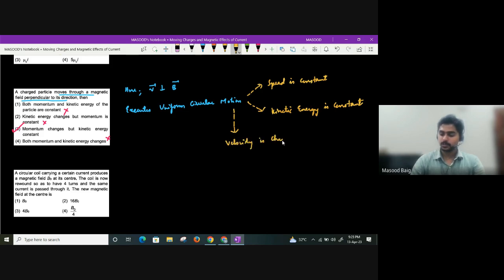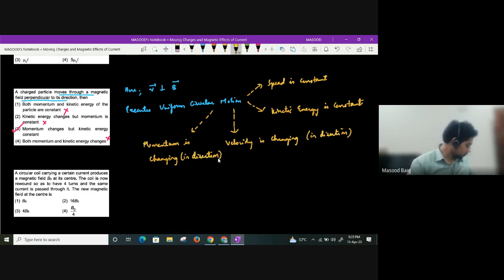So how is velocity changing, beta? It is going to change only in direction. In magnitude, anyhow, it will remain the same. So if velocity is changing, automatically what can we say? Momentum is also changing. How is it changing? Again, momentum is also changing in direction only, guys. Clear, everyone? Yes or no?